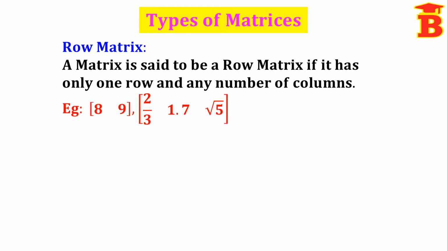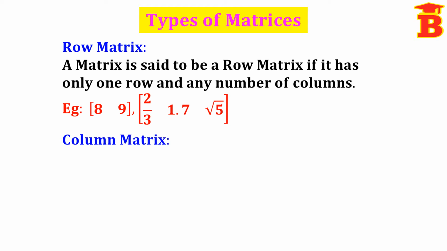See the example. If there is only one row, then it's called row matrix. We can have any number, we can have decimal number and also square root number, even fraction also, but there should be only one row. So it's called row matrix.